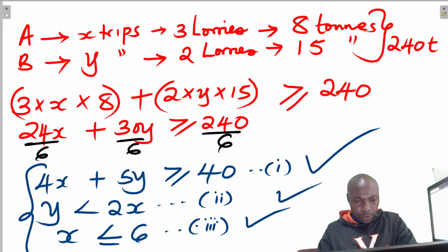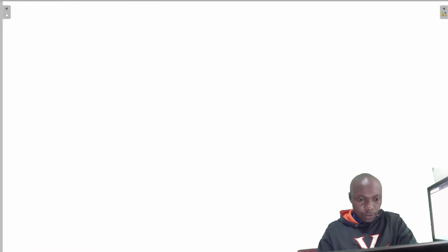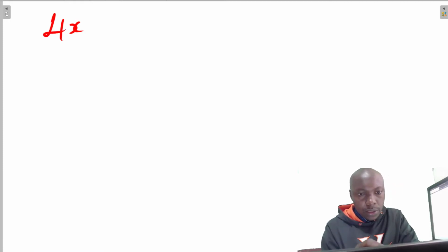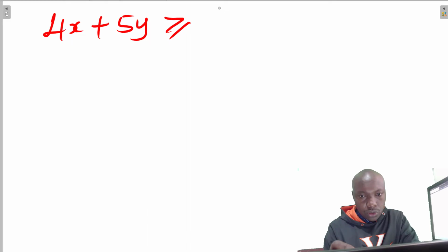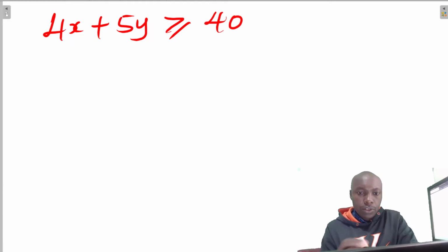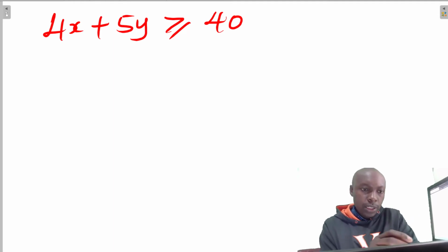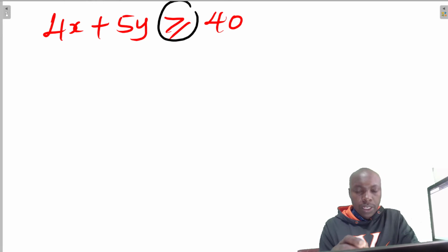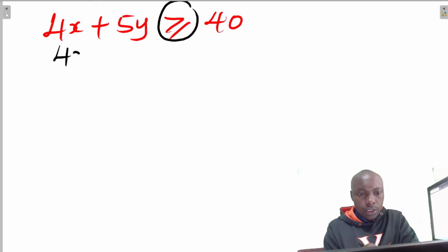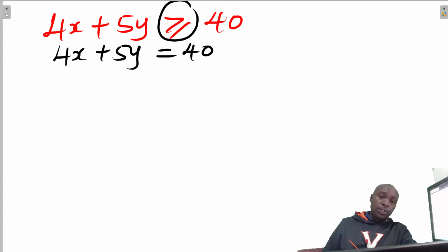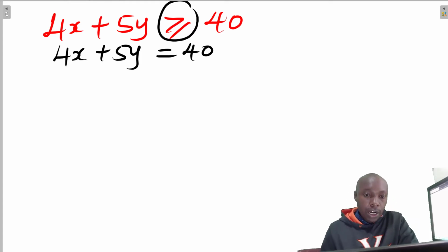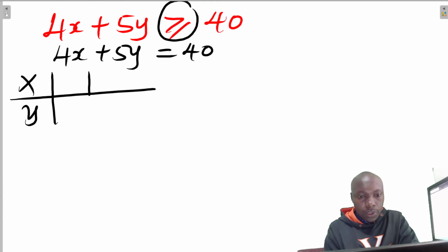Now let us take the first one, 4x plus 5y greater than or equal to 40. We just assume that the sign is equals, so 4x plus 5y equals 40. We take that as a normal equation of a straight line. And how do we draw a straight line? We need at least 2 points to draw the line, but you can use a third one for confirmation.